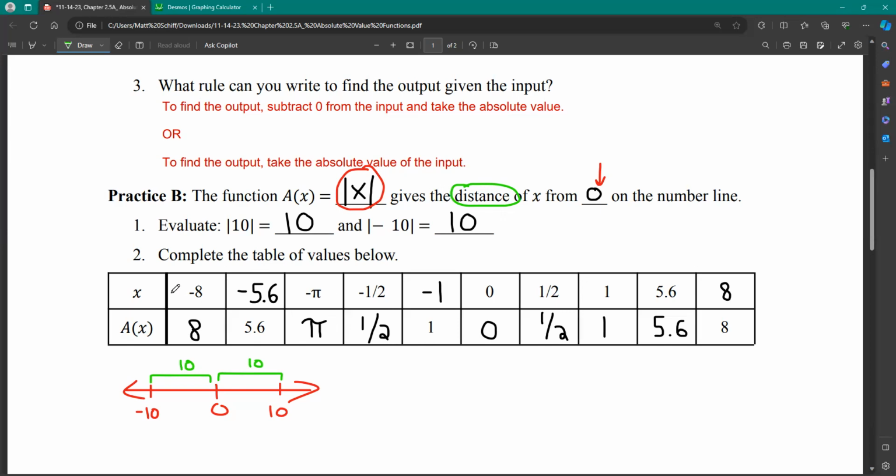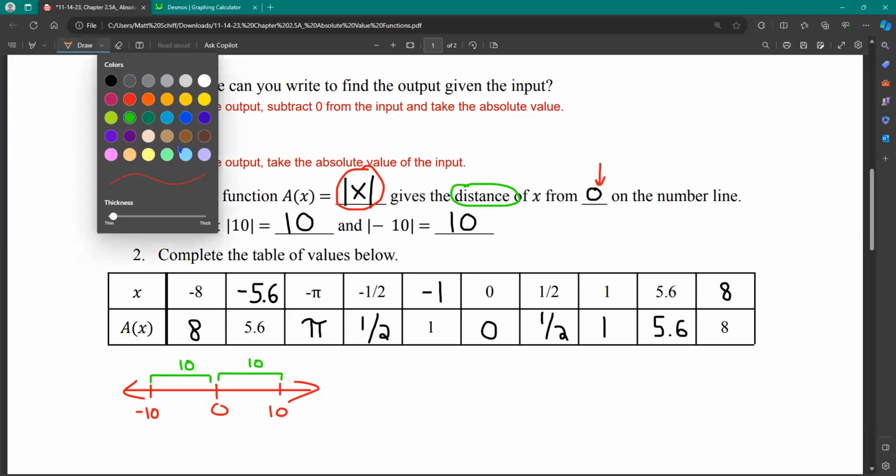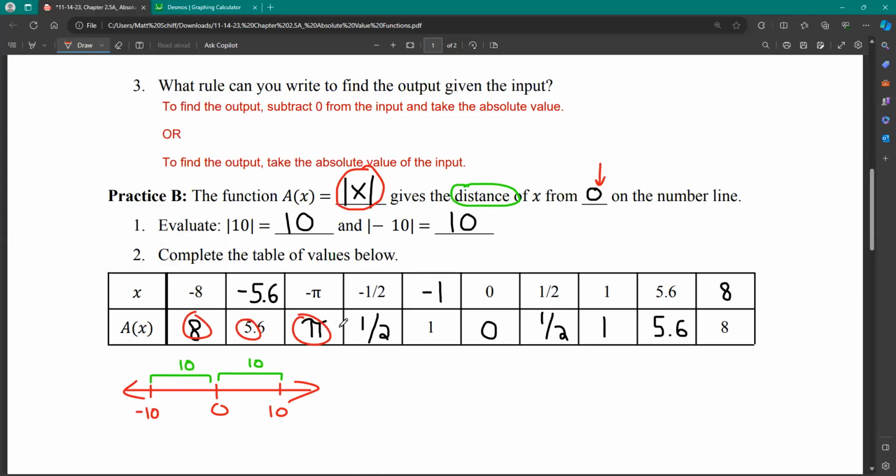So you can fill out the table of values here with that in mind. Negative 8 becomes positive 8, negative 5.6 becomes 5.6, and hopefully you're noticing that any negative number stays the same, except now it's just a positive version of the original. These are all the same as x, except they're now positive. And then absolute value of 0 is 0, because if you're at 0, then you're 0 units away from 0. And absolute value of any positive number gives you that same number back.